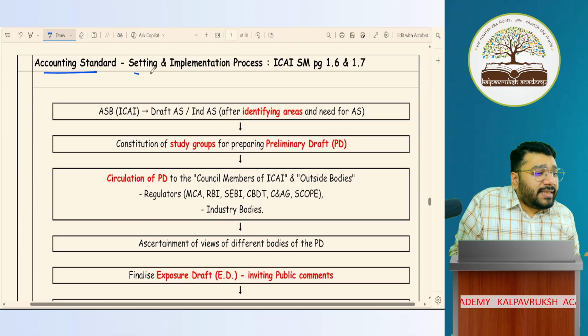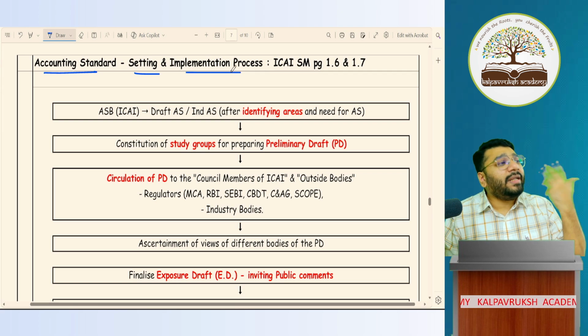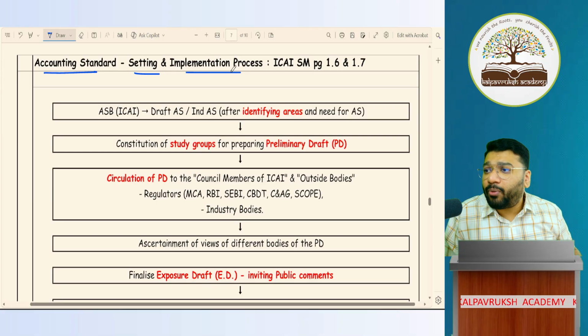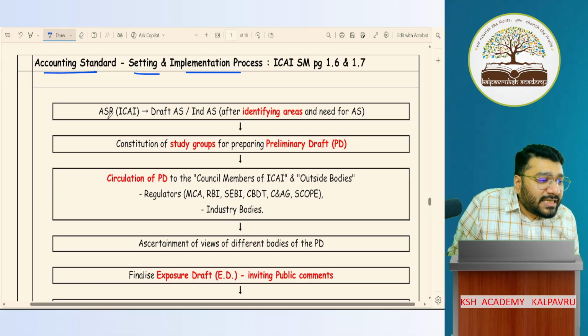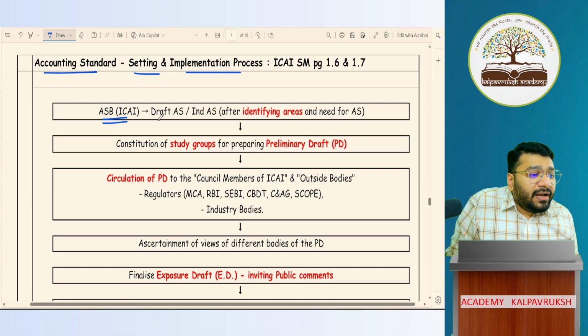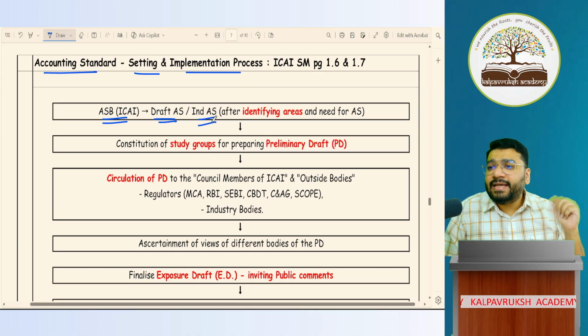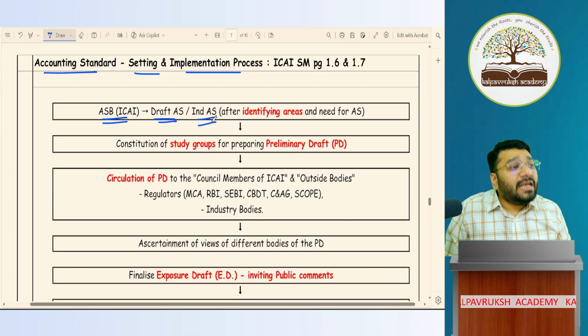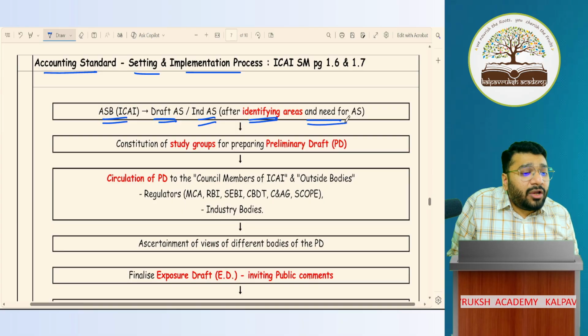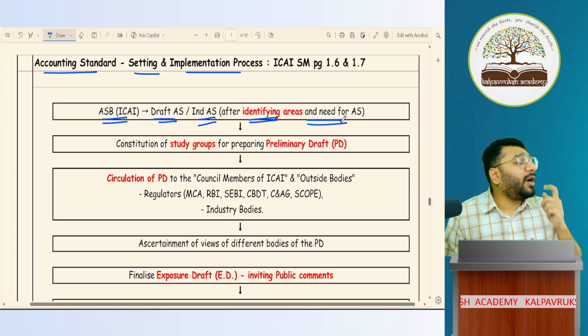Now, accounting standard setting and implementation process. How these accounting standards are being issued by ICAI, that process we are going to discuss. Very important from examination perspective. This ASB of ICAI is responsible for drafting AS and Ind AS. But to draft AS and Ind AS, first of all, they have to identify the areas which require the solution in the form of accounting standard.